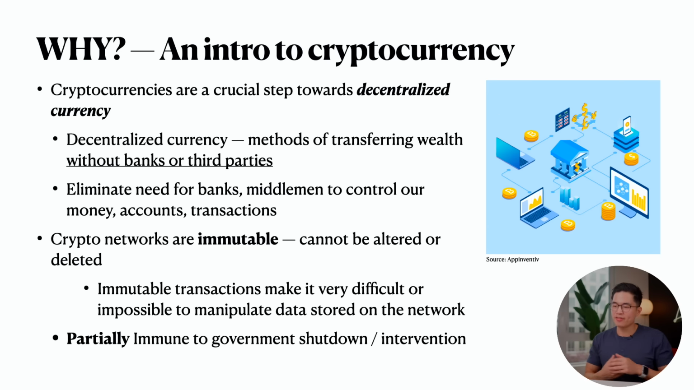Now, why are we investing in cryptocurrencies? What's the whole point? Crypto is basically an opportunity at building a decentralized system of currency that is based upon majority consensus. This means that the whole system has pretty high integrity. We're basically eliminating the need for banks or middlemen to control money, accounts, and transactions. As a result, crypto networks are immutable, which means that they cannot be altered or deleted. Immutable transactions make it extremely difficult or nearly impossible to manipulate data that's stored on the network. It's not just stored in one place, it's stored all over the place, and that also means that it's partially immune to government shutdown or intervention.